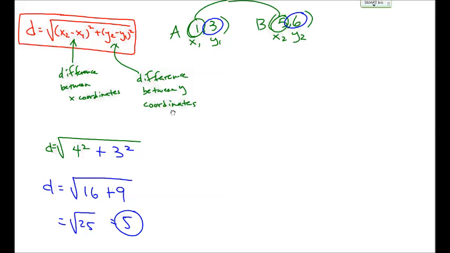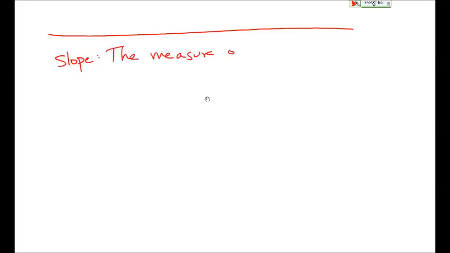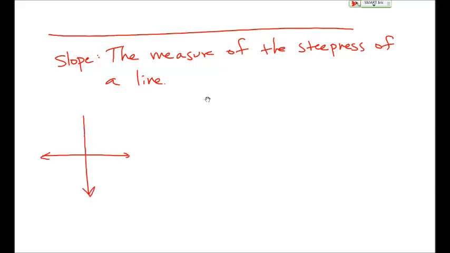Next, we're going to go on and talk about slope. So below this, draw a line. And let me remind you that slope is the measure of the steepness of a line. And the slope is measured left to right. So if this is my graph, then this line would have a positive slope because reading from left to right, like you read a book, it's going up.